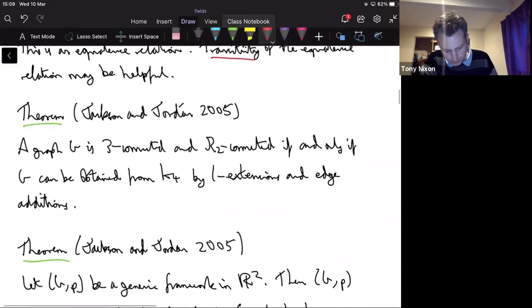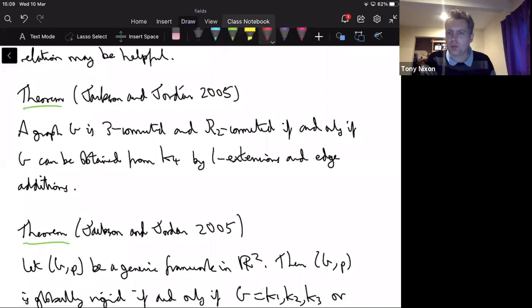So with that exercise and what we just said about the reduction step, the theorem you get is the recursive construction theorem, which is here, which says a graph is free connected and R2 connected if and only if it can be obtained from K4 by one extensions and edge additions. And we've already previously seen that K4 is globally rigid. Edge addition obviously preserves global rigidity. And we talked about when we looked at stress matrices, showing that one extension preserved global rigidity as well.